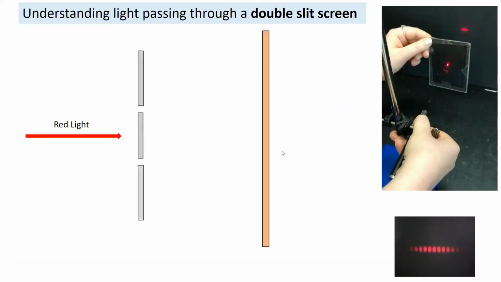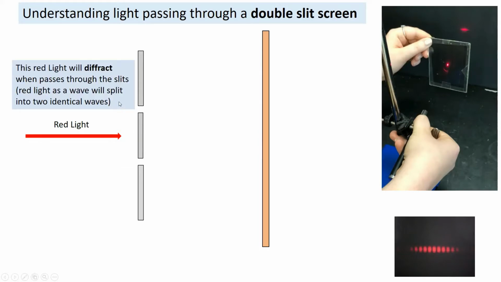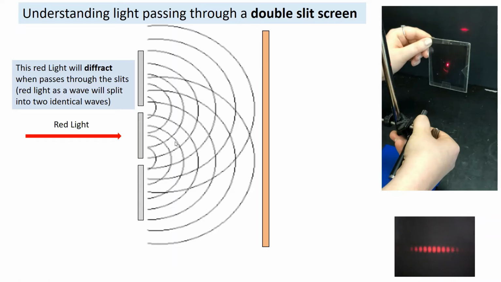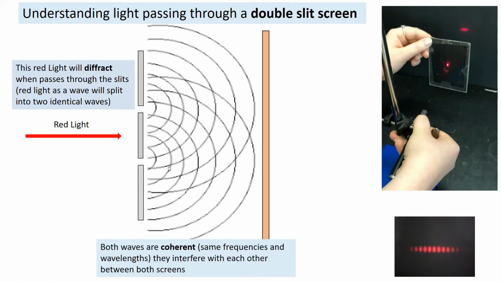This is a diagram that represents this picture. This red light will diffract when it passes through the slits. Red light as a wave will split into two identical waves. Both waves are coherent. They have the same frequency and wavelength. They interfere with each other between both screens.